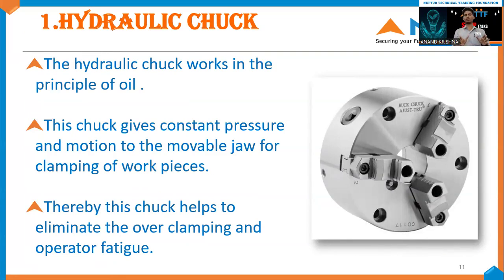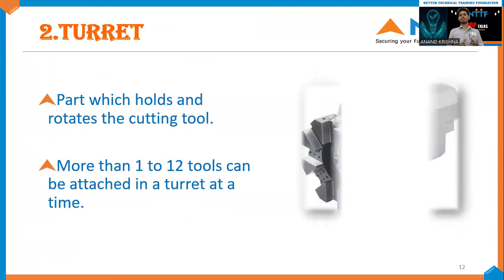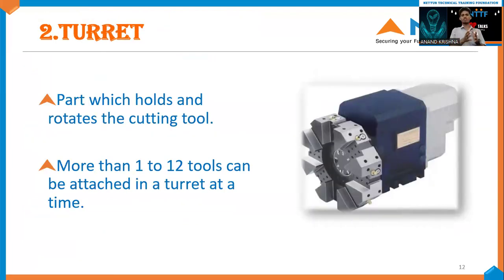First one, hydraulic chuck. The hydraulic chuck works on the principle of oil. This chuck gives constant pressure and motion to the movable jaw for clamping of workpieces. Therefore, this chuck helps to eliminate overclamping and operator fatigue. Second one, turret. Turret is a part which holds and rotates the cutting tool. It is also known as a tool holder. From 1 to 12 tools can be attached in a single turret.